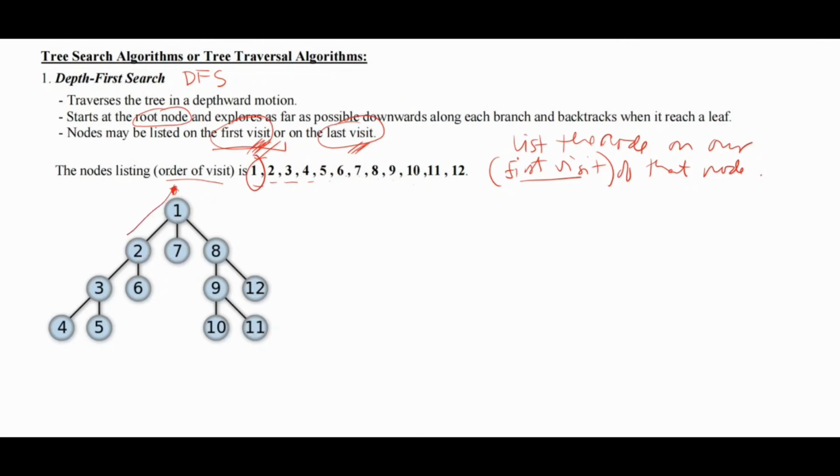And then as we go down, we encounter 2. That's our first visit of 2, so we list it there. And then next, we encounter 3.